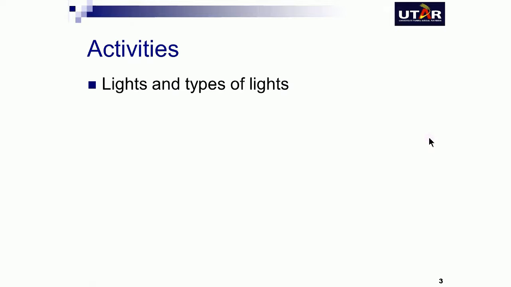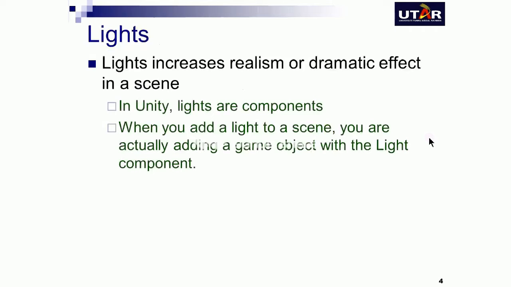The idea of lights is to increase the sensation of realism or to provide a dramatic effect in a scene. So for example, if you want to have a scene where things look very gloomy, you have a darker light. If you want to have a scene where things are more cheerful, you have a brighter light. And of course, the color of the light also influences the mood of a particular scene.